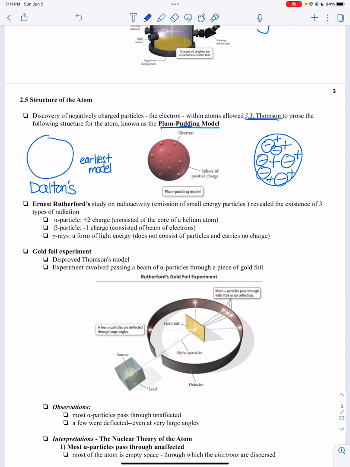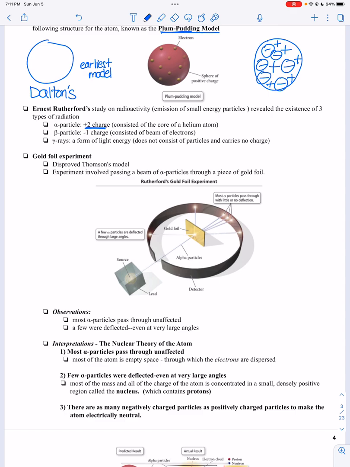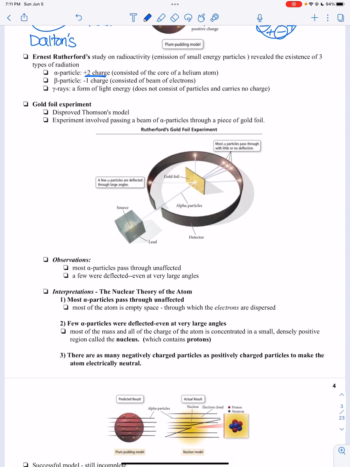Then years later, with Ernest Rutherford's discovery on radioactivity, he did this gold foil experiment in which he shot alpha particles, which are positively charged particles, at gold foil. And he noticed that most of the alpha particles would go through unaffected, meaning that there was mostly empty space in the atom. But then some were deflected, hitting something positive. So some went through, some did not.